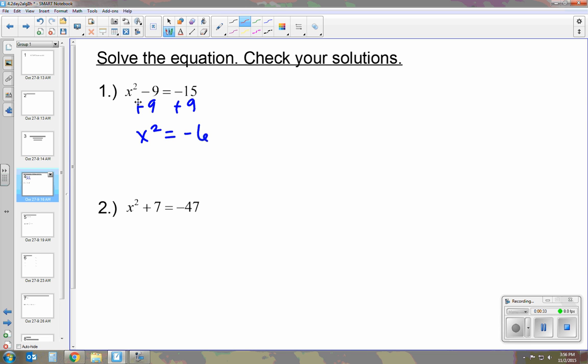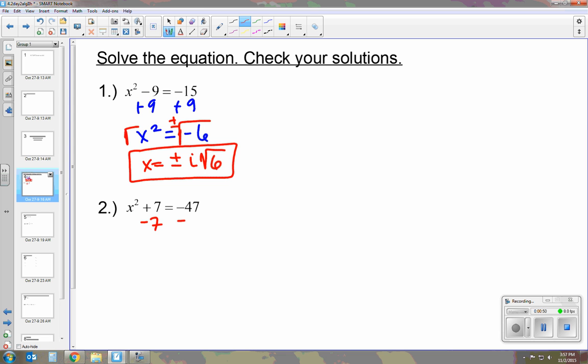So we can square root both sides, do plus or minus. So x will equal plus or minus i square roots of 6. So we can rewrite it in value of i. There we go. So let's do another one.